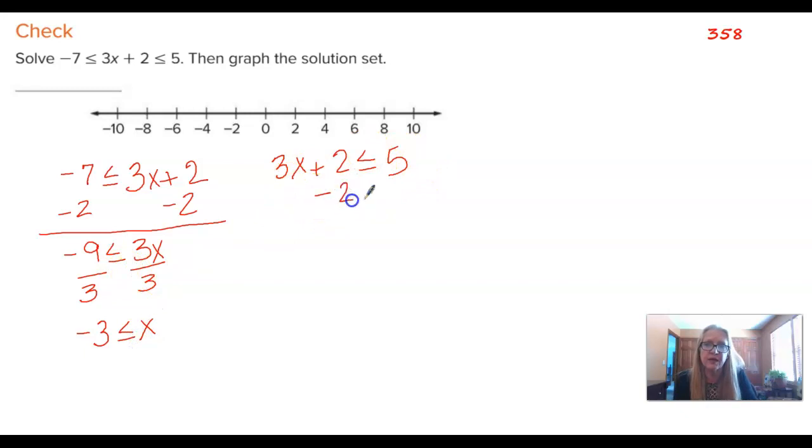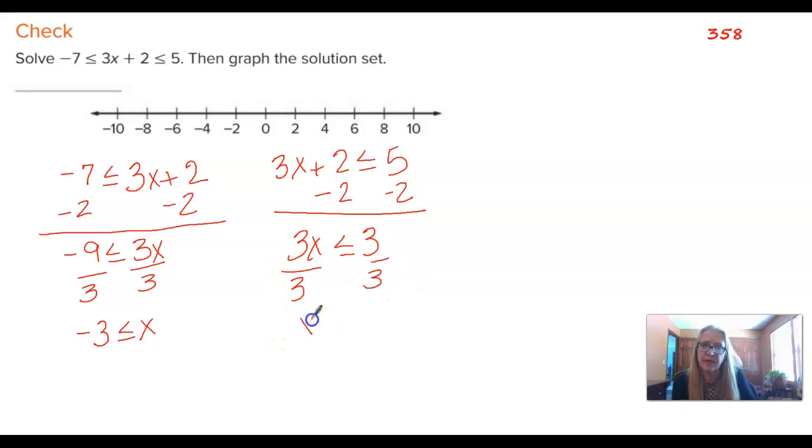Over here, we subtract 2 from both sides. That gives us 3x is less than or equal to 3. Then we divide both sides by 3, and we get x is less than or equal to 1. This is an and statement, and we know it's and because it was all put together in one thing. So now we can put these back together. Negative 3 is less than or equal to x, which is less than or equal to 1.